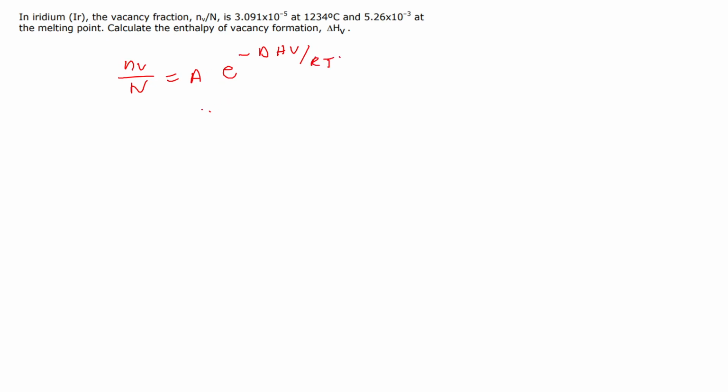So here two situations are there. One: you have to write 3.091 times 10 to the power minus 5 is equal to A times e to the power minus delta HV divided by RT1. Here T1 will be 1134 degrees Celsius. You have to convert it into Kelvin, so it will be 1507 Kelvin.